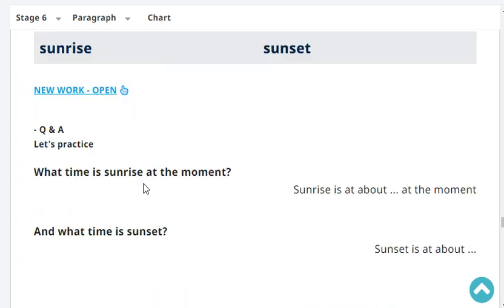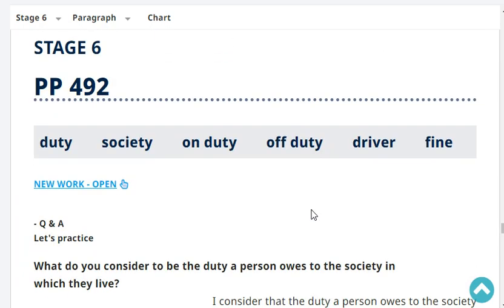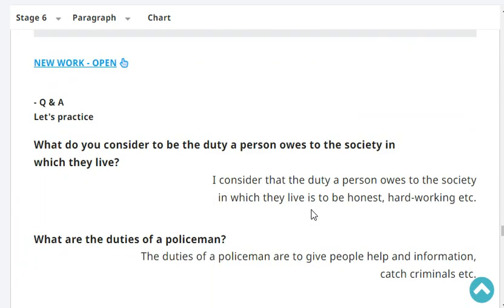What time is sunrise at the moment? Sunrise is at about 5 a.m. at the moment. And what time is sunset? Sunset is at about 6 p.m. Very good.